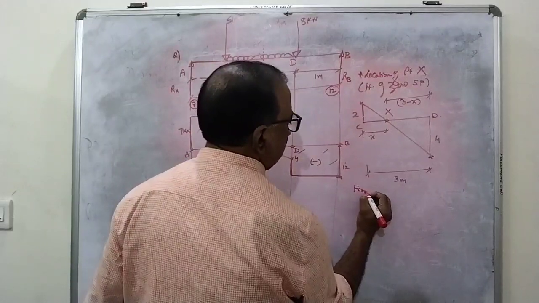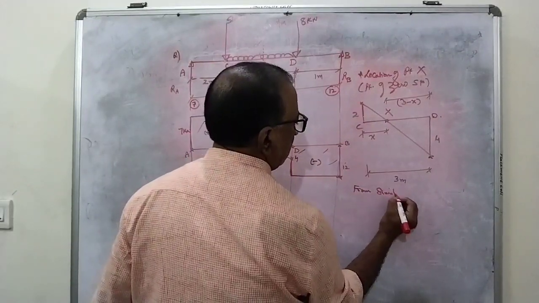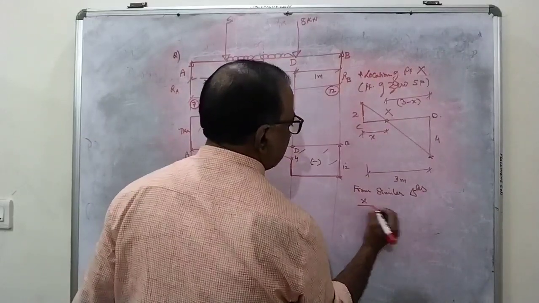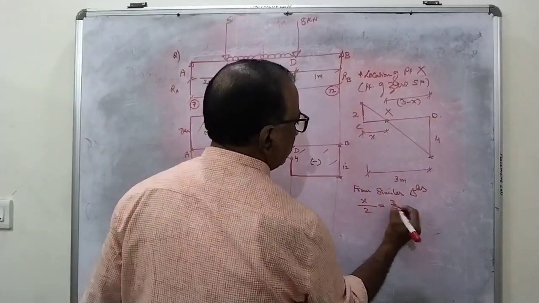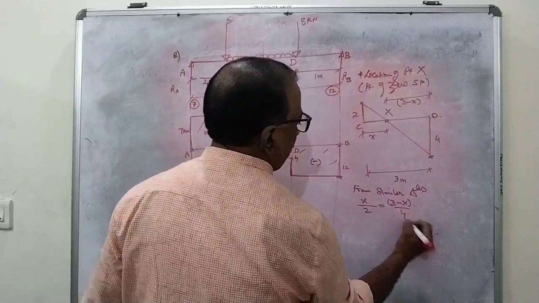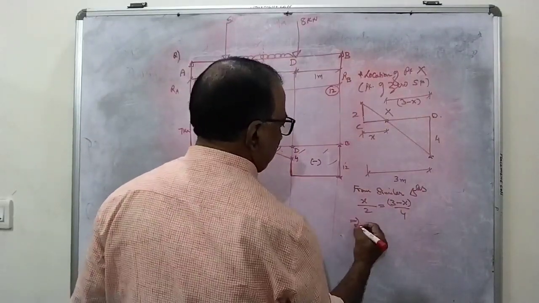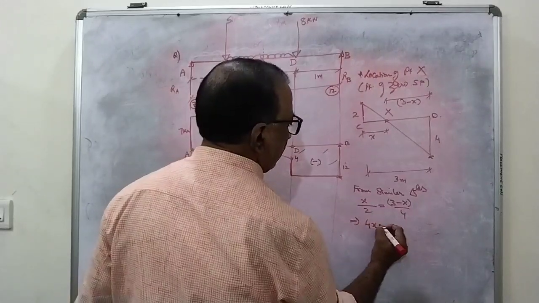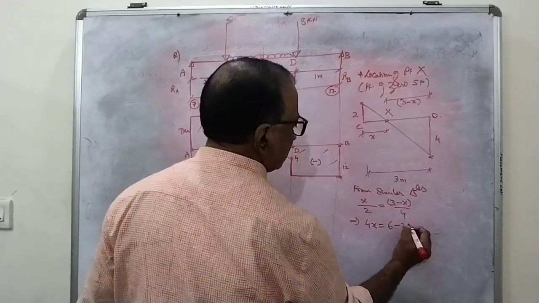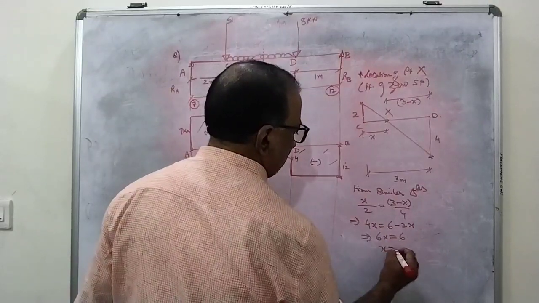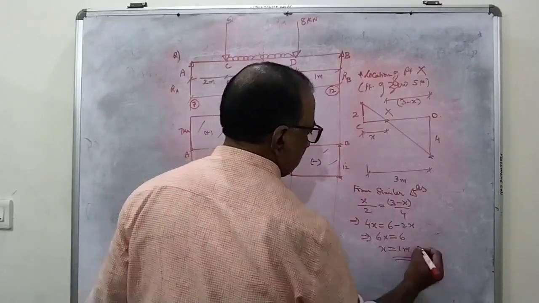From similar triangles, X by 2 is equal to 3 minus X by 4. This implies, if you cross multiply, 4X is equal to 6 minus 2X. 6X is equal to 6. X is equal to 1 meter.